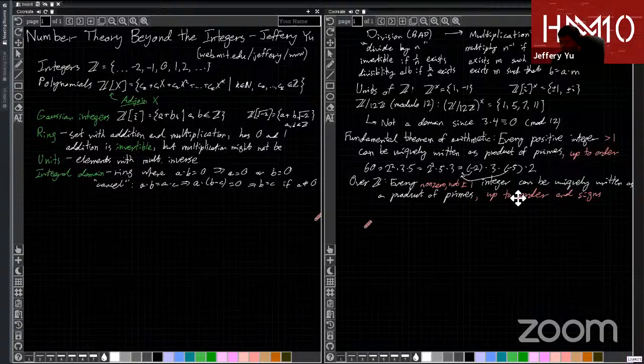So this is the correct statement over the integers. Now I want to ask what happens over the other rings we're working with. Let's start by talking about polynomials. We're used to factoring polynomials. I mean, you've probably been factoring polynomials since middle school in algebra class, right?